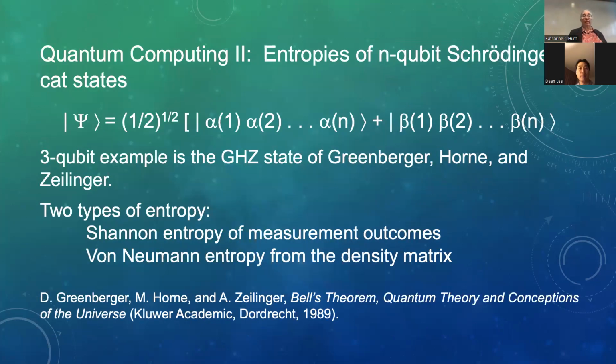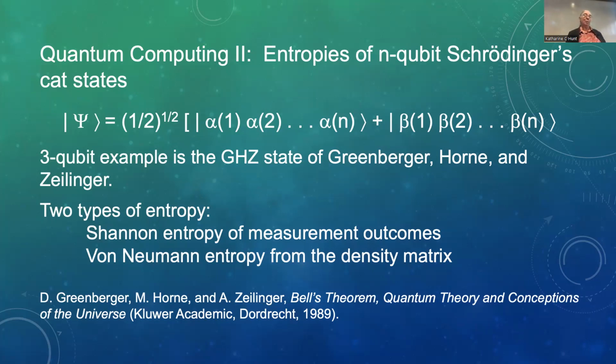So I wanted to take a few minutes to talk about another interesting phenomenon in quantum computing, and that has to do with the entropies of n-qubit Schrödinger's cat states. My graduate student, Nathan Jansen, took a lot of the lead in this work, but I also had a set of other collaborators. So here is a 3-qubit example. This is spins up, up, up, and down, down, down, a normalized wave function.